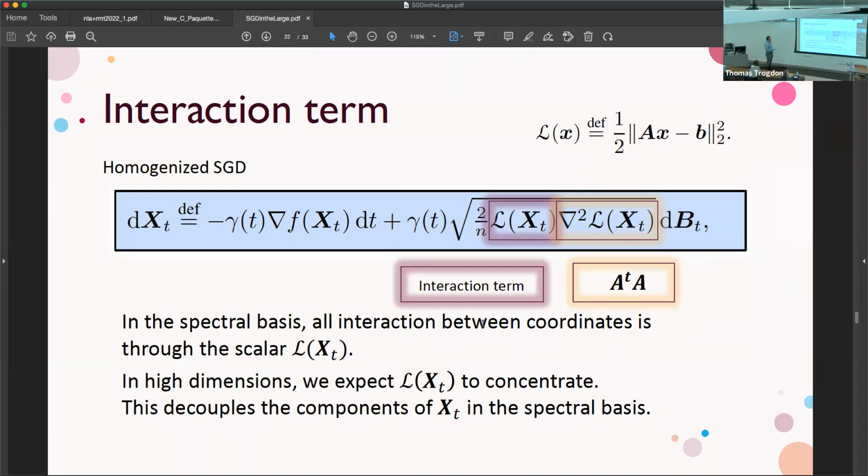But L of xt is the loss of the entire system. If the dimensionality is large, it's reasonable to expect that L of xt concentrates around a deterministic function. Now, if I replace L of xt by a deterministic function, the individual coordinates in the spectral basis of A transpose A are now independent of each other. So I just have a bunch of single variable stochastic differential equations running independently of each other. The only data that I need to supply is the behavior of L of xt.